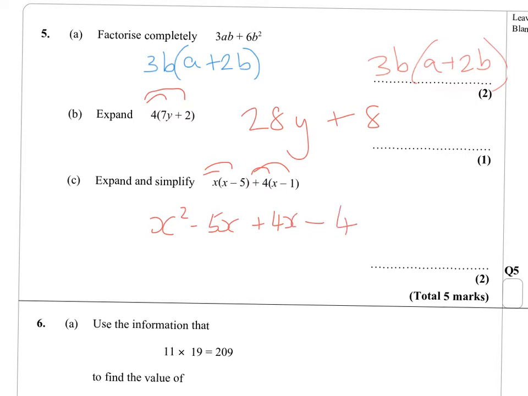Okay, so x times x, x squared, x times minus 5, minus 5x, 4 times x, 4x, and 4 times minus 1, minus 4. Let's just simplify that. X squared minus 5x plus 4x minus x. Some of you might have put minus 1x, that's okay, but let's get out of the habit of writing a 1. So it's minus x, and then we've got the number minus 4. So 2 marks available for that. Okay, 1 mark for the first thing, and then the second mark for simplifying accurately.